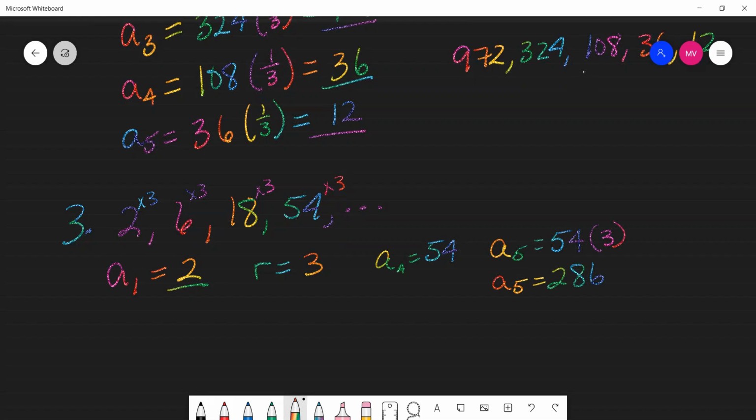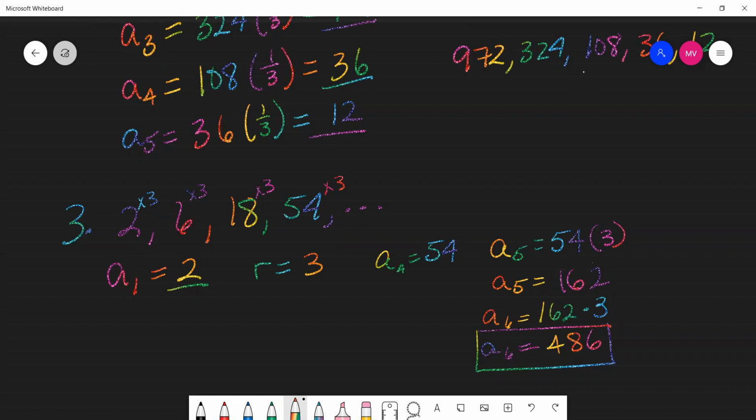Sorry, 3 times 4 is 12. Carry your 1. 3 times 5 is 15. 162. Oh, you were telling me A6. I apologize. So now that we have A5, we can find A6, which is 162 times 3. So A6 equals 3 times 2 is 6. 3 times 6 is 18. Carry my 1. 486.